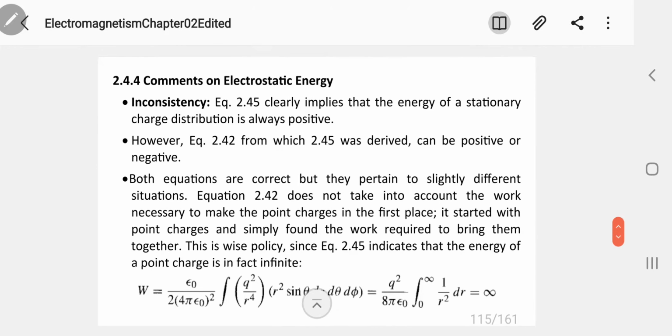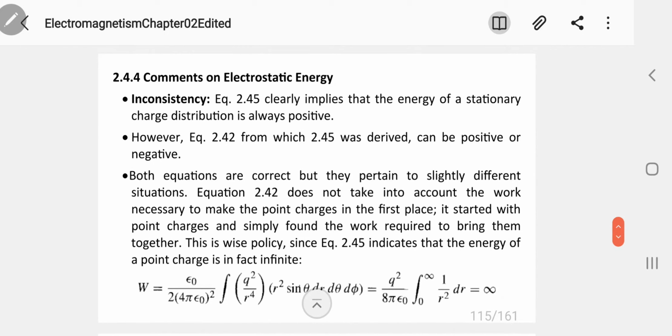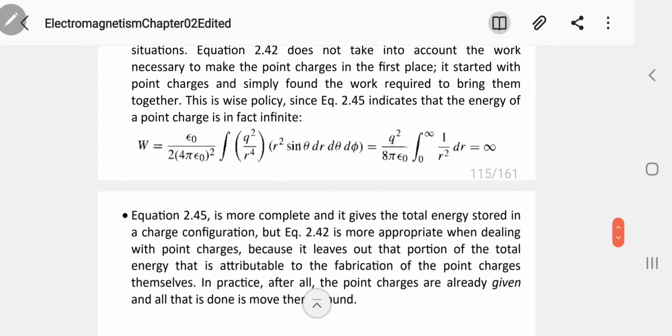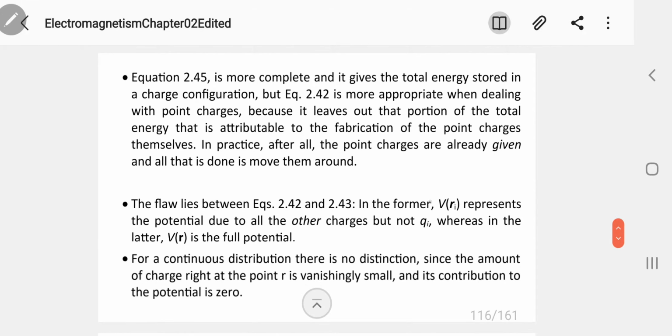Then I'll leave you this slide, comments on electrostatic energy. Summarize it when we do the assessment of this lecture. I will ask you to summarize these comments on electrostatic energy. So just screenshot and read, then you have that also.